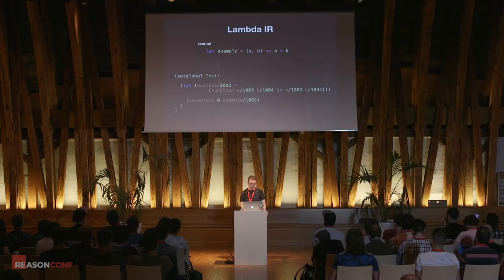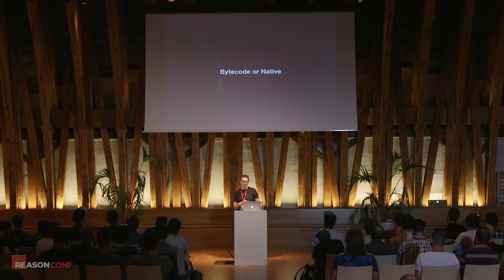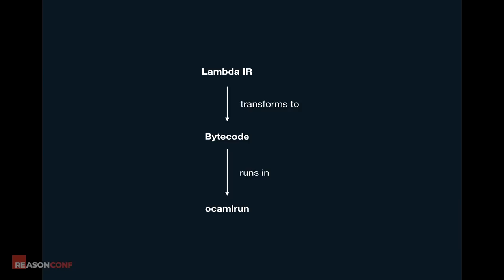So now we are at the part where the OCaml compiler makes a decision. You can go either from the bytecode part or the native part. So let's take a look at the bytecode. Here we have our lambda intermediate representation, which is translated into bytecode, which is mostly this binary representation of the lambda format, which itself runs in OCaml run.